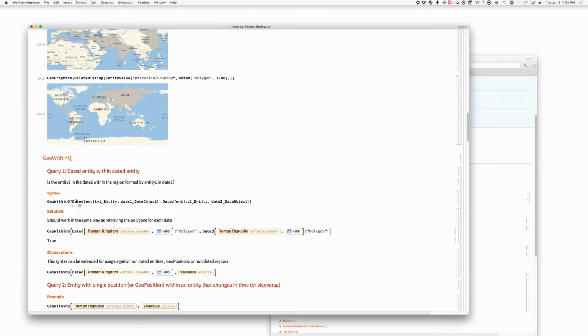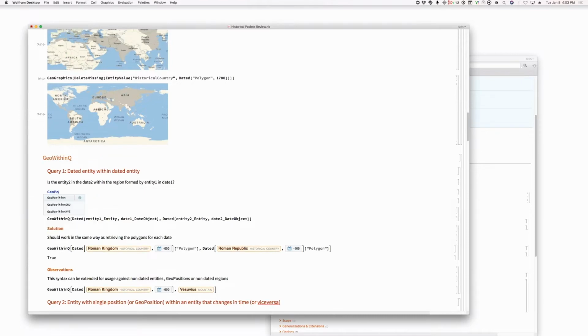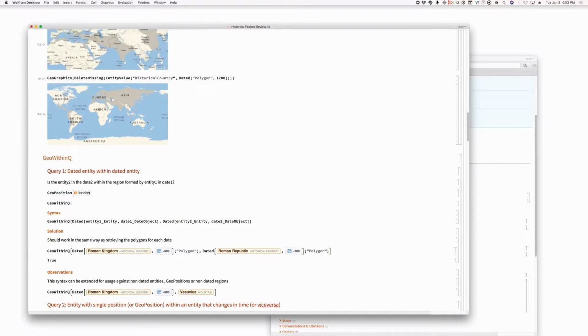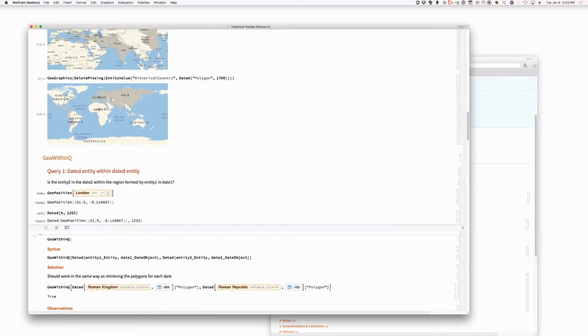Yeah, I think so. I mean, GeoWithinQ is, presumably, so here's an interesting question. If you say GeoPosition of, I don't know what, London or something, we'll get the GeoPosition. And now if I say Dated of that GeoPosition, 1252 or something, right now that doesn't mean anything, but there's a question of whether that Dated should go inside the GeoPosition or whether it should sit outside. My feeling is it should work in both cases. So GeoPosition can take a time as well. Am I making sense?